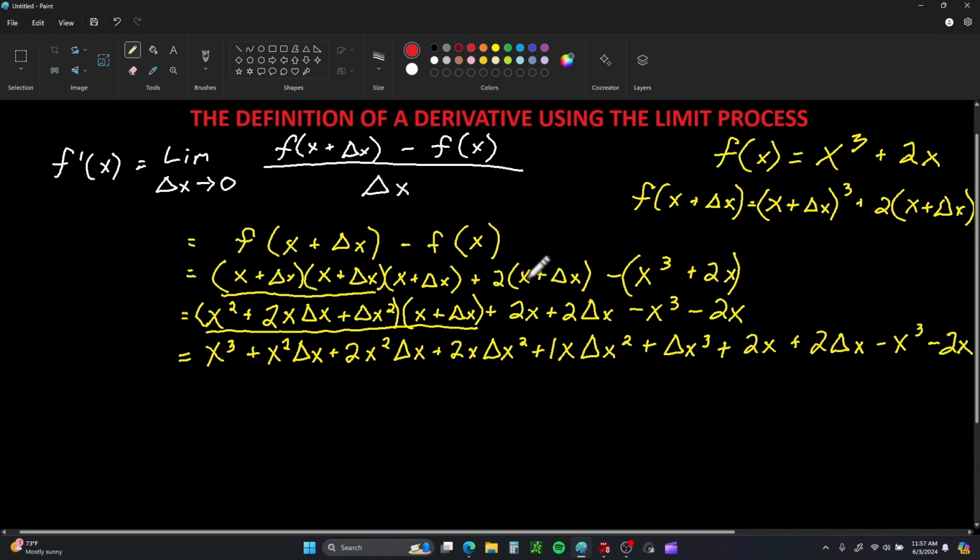Next, I'm going to simplify because there are some terms like x cubed minus x cubed, and minus 2x and plus 2x, that fall out. I'm going to combine these two terms. Combine these two terms. And bring down everything else I didn't use.